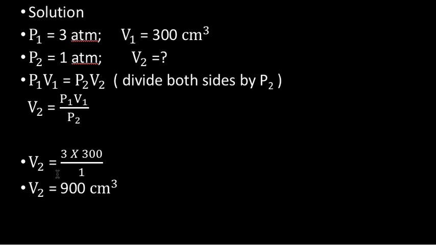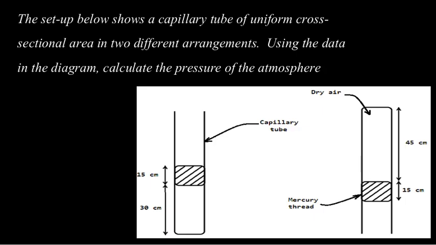So easy like that. Let's look at another question. At times, questions might not be as easy as this. At times, we can be given a capillary tube. Like this one, the question says the setup below shows a capillary tube of uniform cross-sectional area in two different arrangements. Using the data in the diagram, calculate the pressure of the atmosphere. In the first case, where my cursor is, the capillary tube is upright.